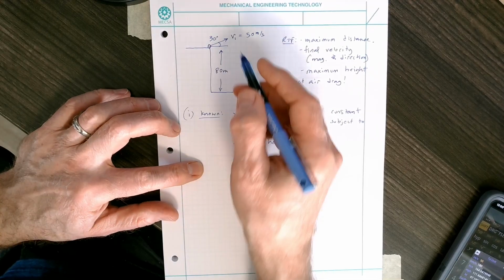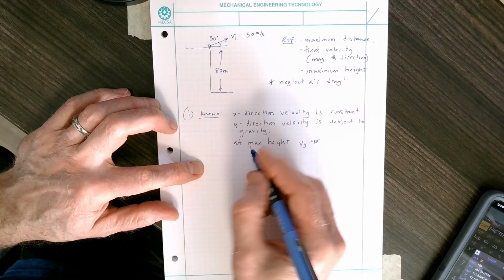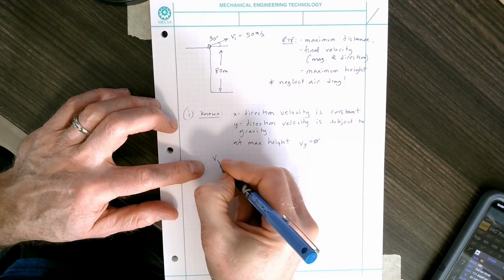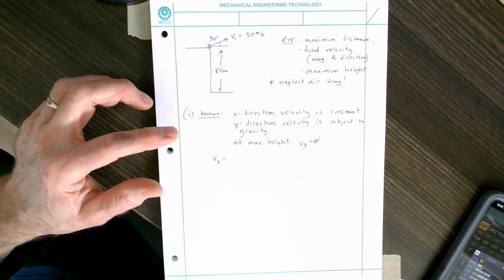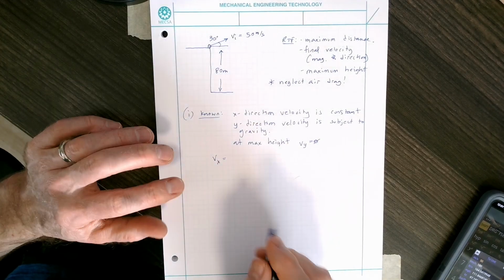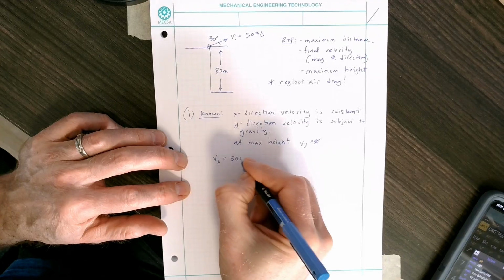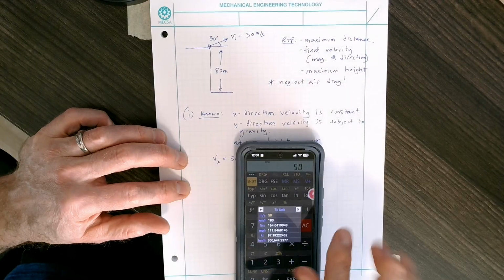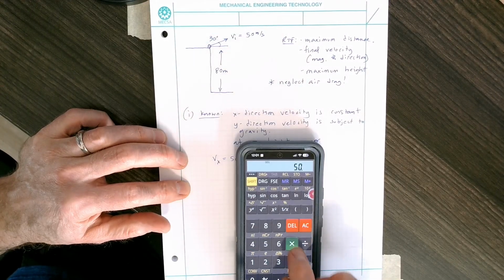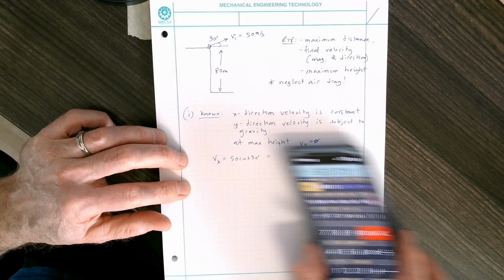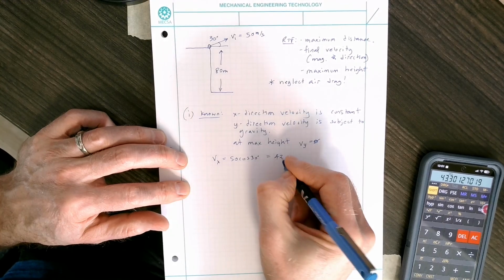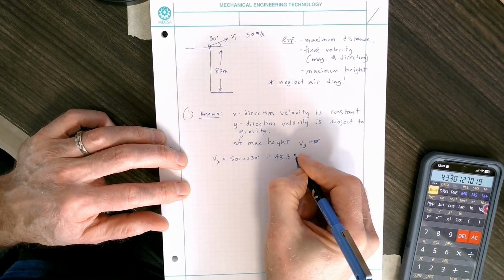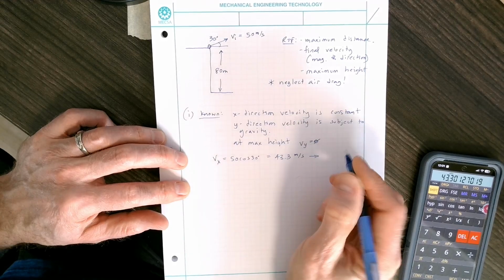I'm going to split this thing up into x and y right now, right off the bat. Vx equals, well, 50 cos 30. Right? 43.3 meters per second to the right. And again, that's not going to diminish.